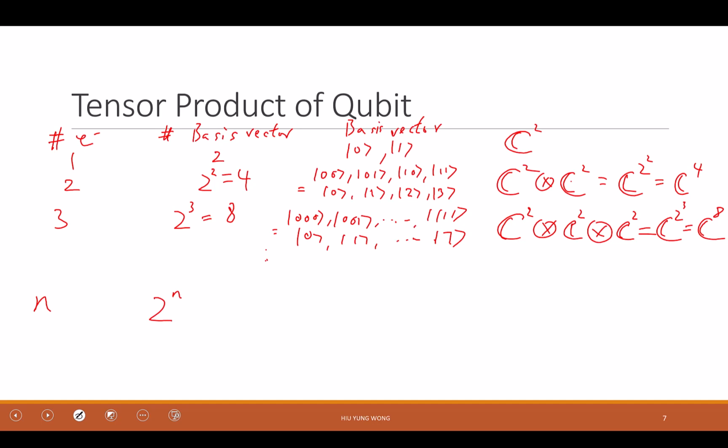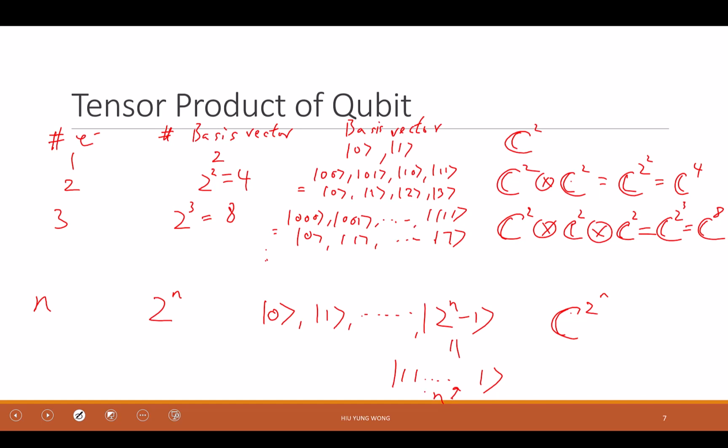Remember our example in the first class, I have 300 electrons. I have 2 to the power 300 basis states. What are the basis vectors? 0, 1, all the way to 2 to the power n minus 1. And you know very well now, this one means the decimal, right? If you want to convert to binary, you have 1, 1, all the way to 1, you have n of them. So what space is this? Can you guess? C2 to the power n.